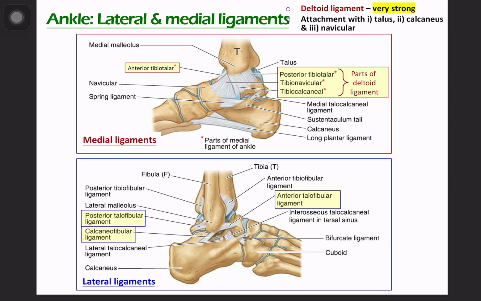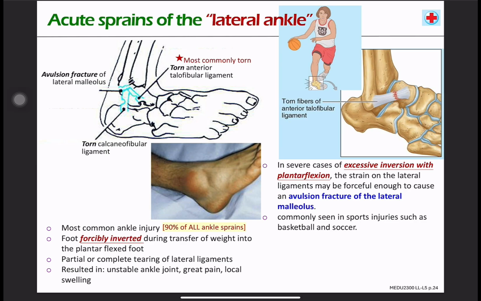So by knowing the size of these ligaments on the medial side versus the ones on the lateral side, I hope you know that the deltoid ligament is very strong, as mentioned here. And this can also explain some of the presentations in ankle joint injury. So the acute sprain of the lateral ankle is the most common ankle injury, contributing to more than 90% of all ankle sprains.